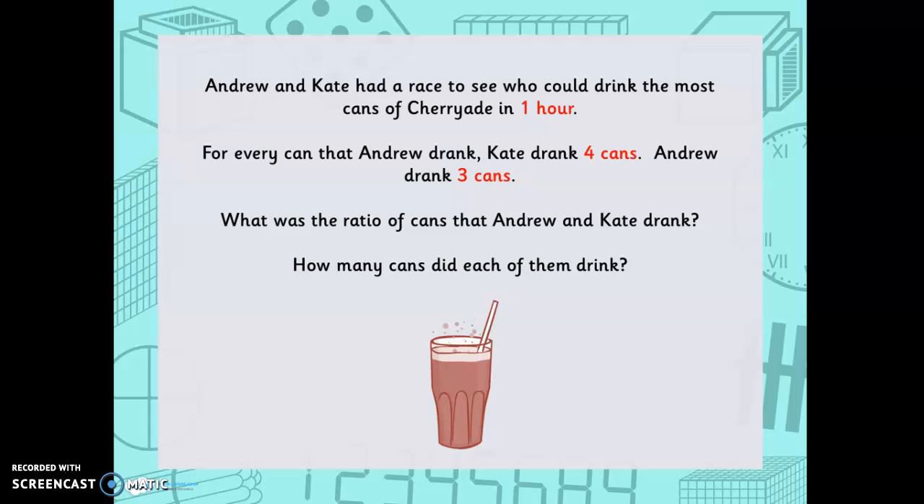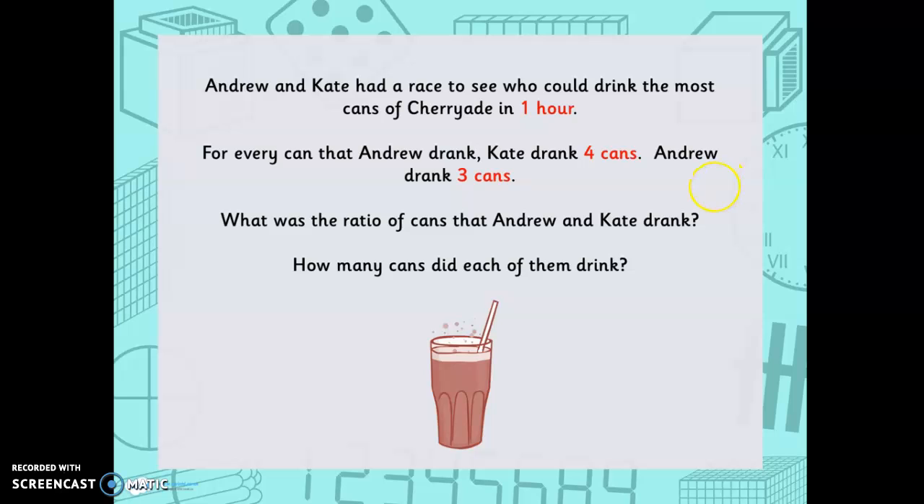So Andrew had 3 cans. That's 3 times 1. So Kate had, for every 1 he has, Kate has 4. So we do 4 times 3, which we know is 12. So the ratio would be 3 to 12. So we've multiplied both sides by 3 because he had 3 helpings. He had 3 drinks. And so for every 1 he had, Kate had 4. So we've multiplied both sides by 3. And so in total, it would be 12 add 3.